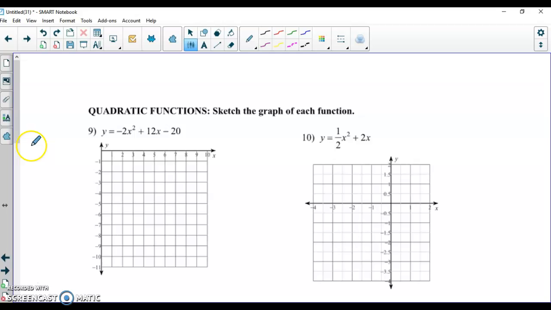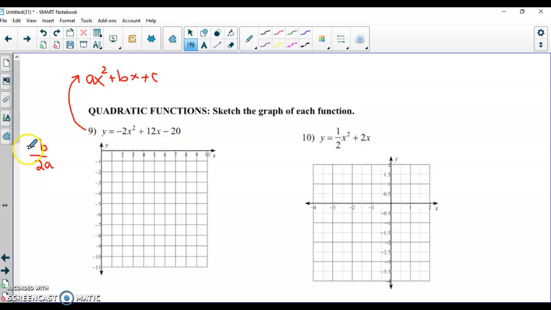So as a reminder, the first step is to find the axis of symmetry. That's going to be our mirror, right? Because quadratic functions make a U and they're symmetrical. So the first thing we need to do is find the axis of symmetry, and the formula for that is negative b over 2a. So this is in standard form, right? So the standard form of a quadratic function is ax squared plus bx plus c.